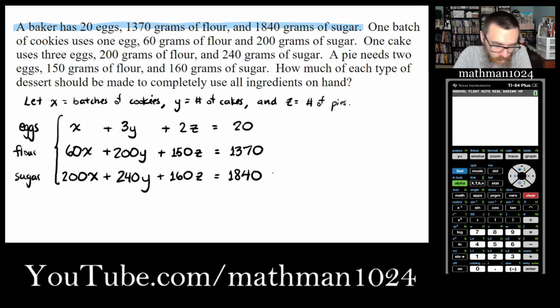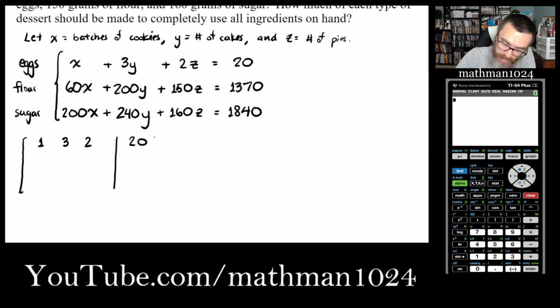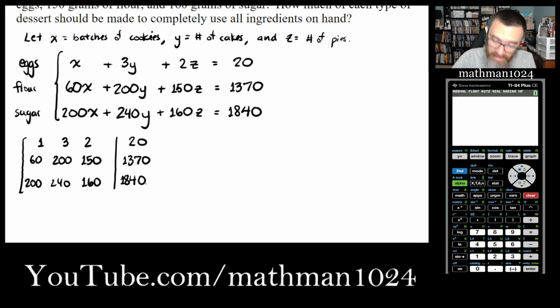So we could just throw this into the calculator, but don't want to do that. I do, but I don't. Not for you, because I care about you. Let's turn this into an augmented matrix. So our augmented matrix would have 1, 3, 2, 20. Then we have 60, 200, 150, and 1,370. Then we have 200, 240, 160 for a total of 1,840. All right, so it's just like everything else.